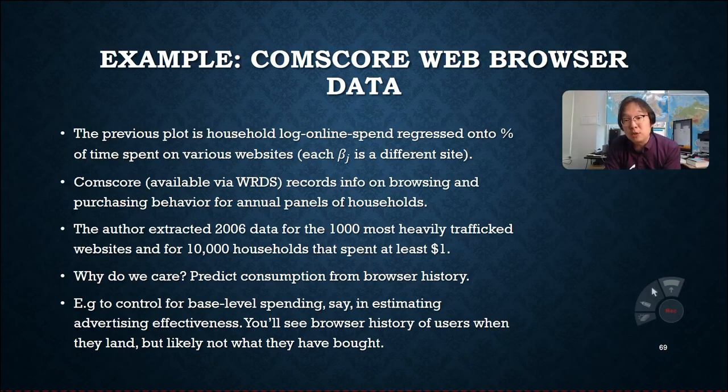ComScore records information on the browsing and purchasing behavior of annual panels of households' browsing history. Does that scare somebody? All right. The author extracted 2006 data for the 1,000 most heavily trafficked websites and for 10,000 households that spent at least $1. Why do we care? Predict consumption from browser history. For example, to control for base level spending, say in estimating advertising effectiveness, you will see the browser history of users when they land, but likely not what they have bought and things like that.